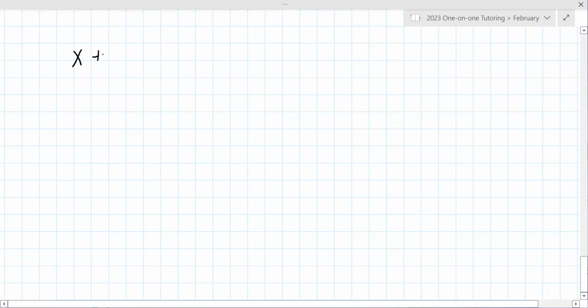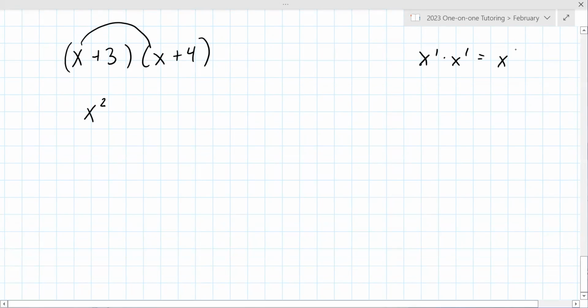Let's go x plus 3 times x plus 4. So the first one would be just 1x. x times x. What is just x times x? It's x squared. Do you add an exponent if you multiply them? That's right. So x to the 1 times x to the 1 is x squared.